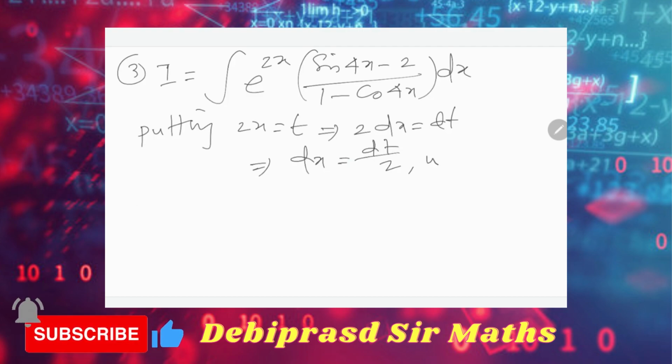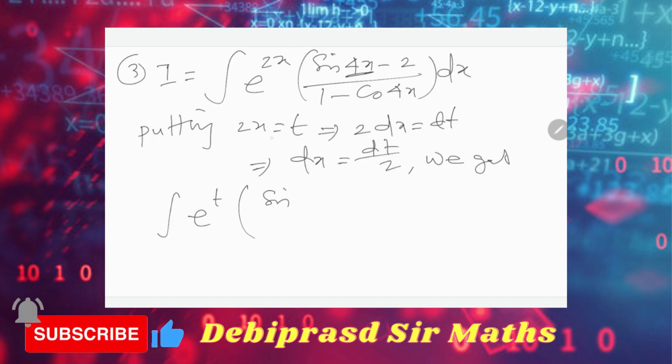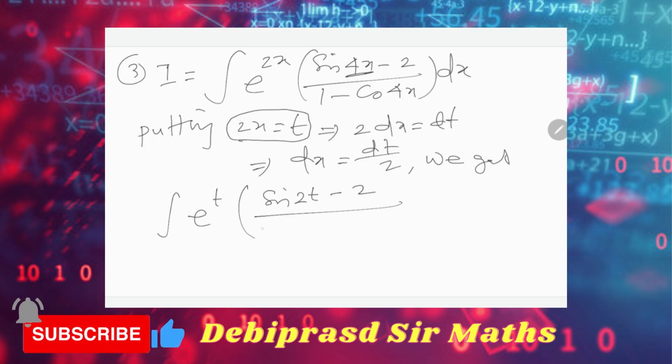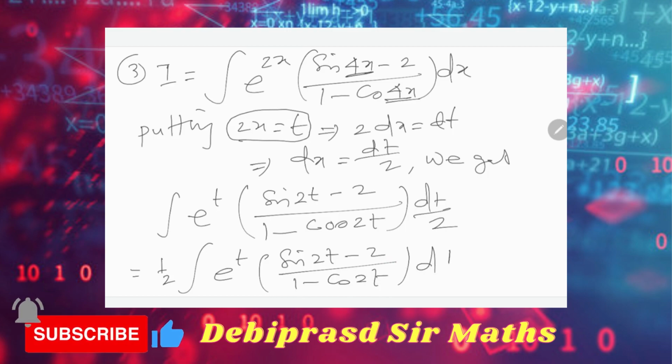Now after changing that, we will get e to the power t, then sine 4x. We consider 2x is equal to t, so it will be sine 2t minus 2, and 1 minus cos 4x will convert to 1 minus cos 2t, dt by 2. So we can write 1 by 2 e to the power t (sine 2t minus 2) by (1 minus cos 2t) dt.